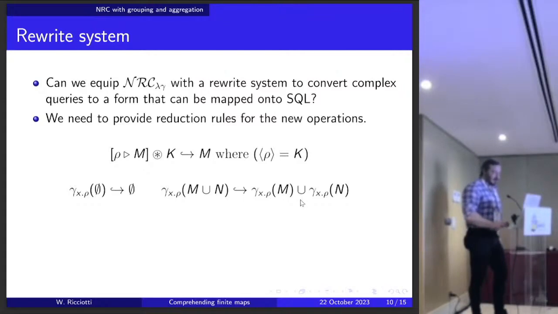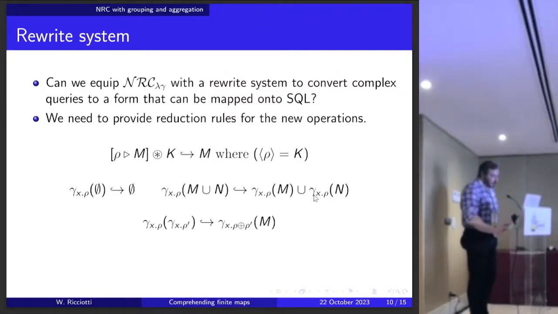Does it mean the union of the graphs? No, not exactly. It means the point-wise union. Okay, so we are performing the union over the targets of the finite map, collapsing the collections that have the same key together. And we can also merge nested grouping by taking the disjoint union of the grouping keys. Okay.